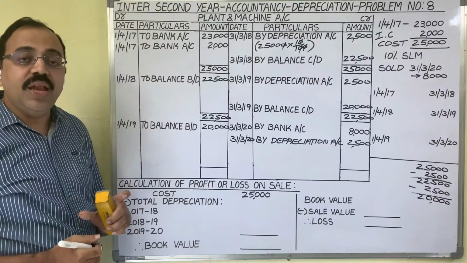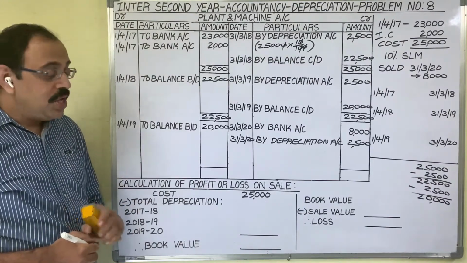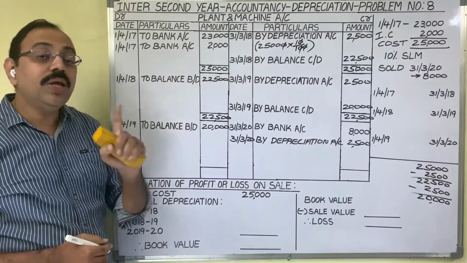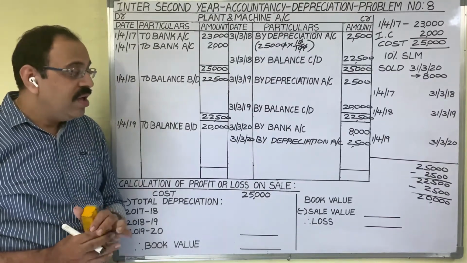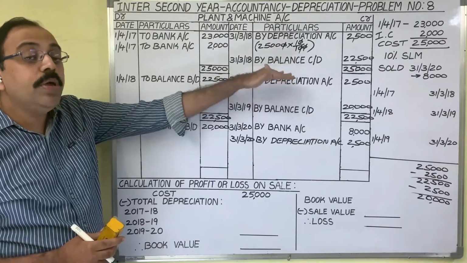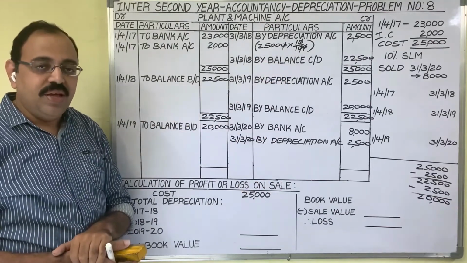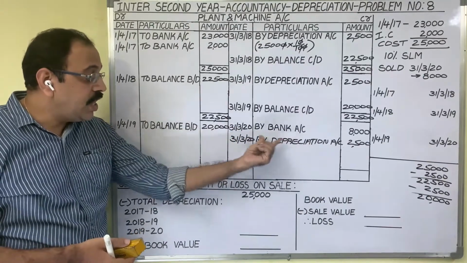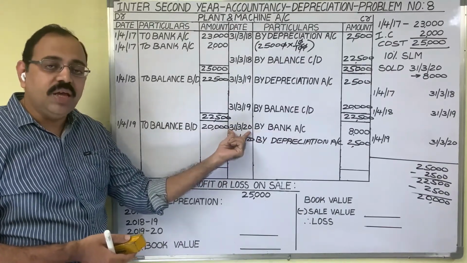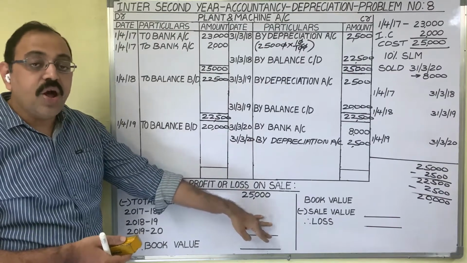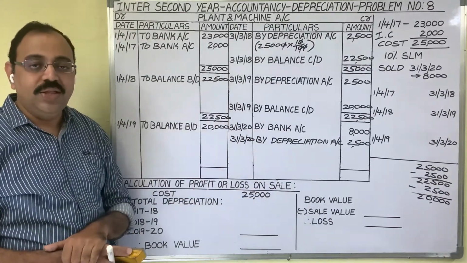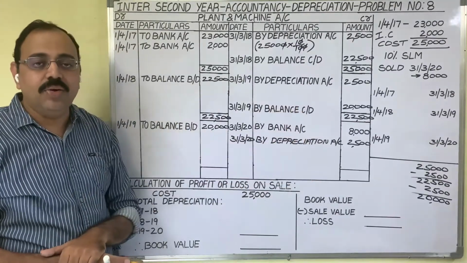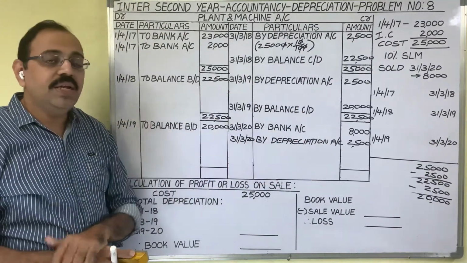In case of sale, another important point is don't compute the balance carried down now. When should you calculate balance carried down? When the asset is going to be used for the next year. But in the third year, we sold that asset on 31st March 20. After that, we are not going to use that asset. Therefore, don't write the difference as balance carried down. Then what is to be written here?